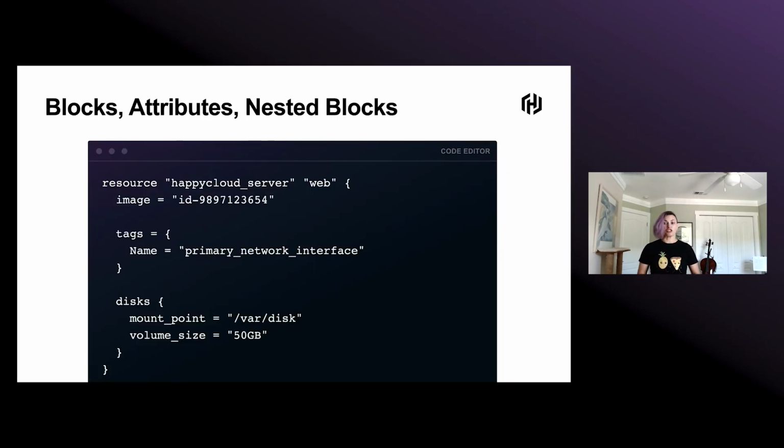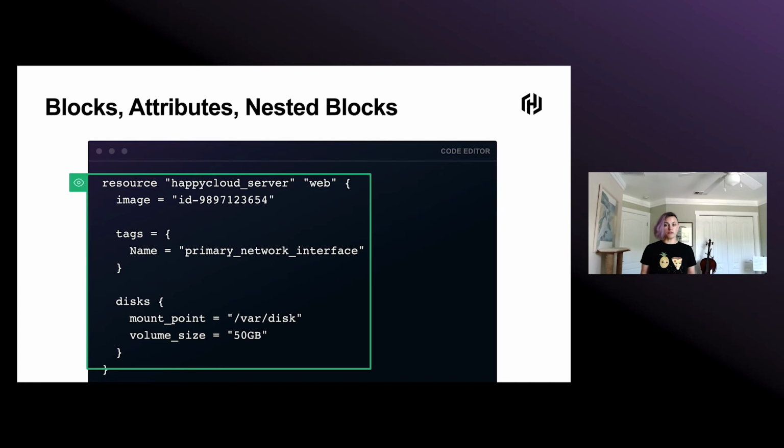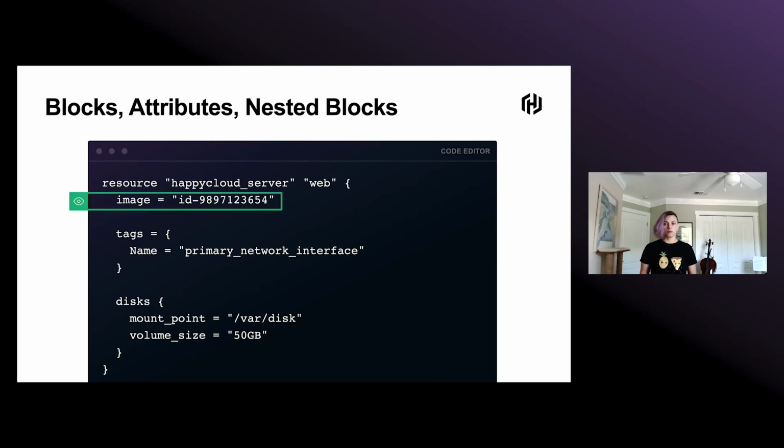I'm going to give a refresher on what we've already seen today. I've got a resource in terms of Terraform configuration language and the schema. The whole thing is a block. Images and tags are both attributes in the schema, although they're also arguments in the configuration language. And disks, while being an argument in the configuration language, is a nested block inside the schema. And again, you can see the difference is that images and tags are defined with equal signs and the disks is not, because it is a nested block.